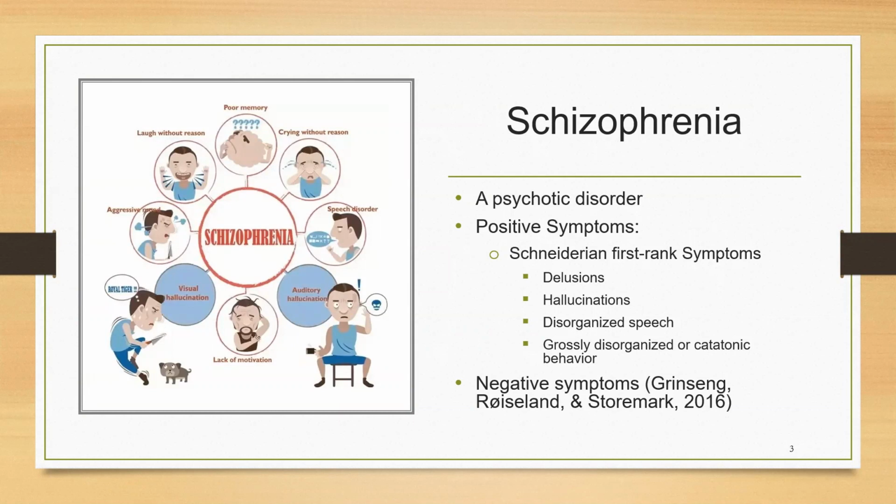those include Schneiderian first-rank symptoms, which include delusions, which refer to culturally inappropriate beliefs about external reality that is firmly held by the patient, often in the face of contradicting proof. Hallucinations are also included in this, as well as disorganized speech and grossly disorganized or catatonic behavior.